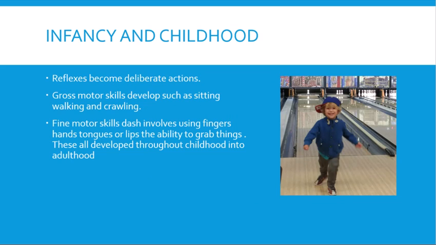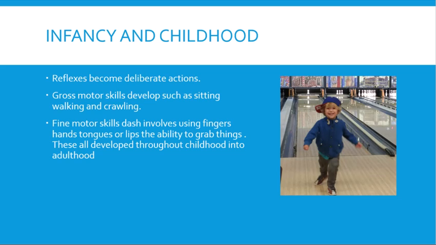As the child goes from infancy to childhood, those reflexes we were just talking about start to become more deliberate actions, meaning they can control them and they're not reflexive. And they start getting gross motor skills, such as sitting, walking, and crawling. They start to develop fine motor skills, which are small movements, such as writing or using their fingers.